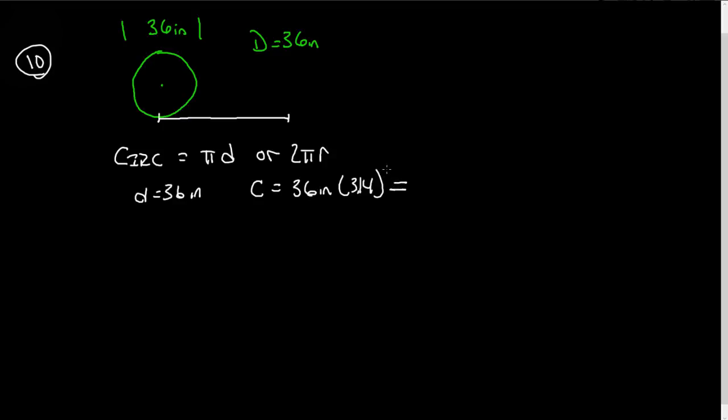I'm not Mr. Pi Day. It ends up working out to be about 113.10, depending on how you round that. I wouldn't go past 2 decimal places on this, just because you're at 2 decimal places there. But that's number 10. Pretty straightforward, huh?